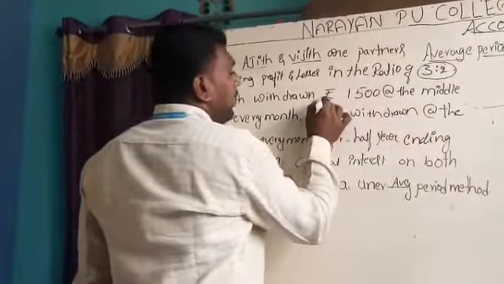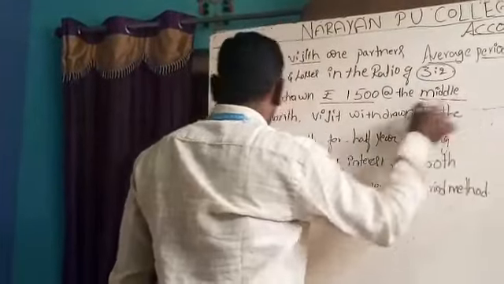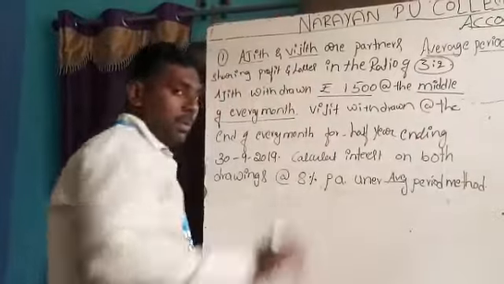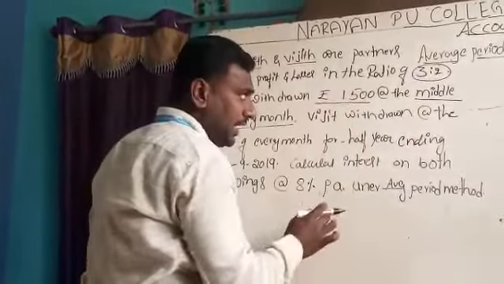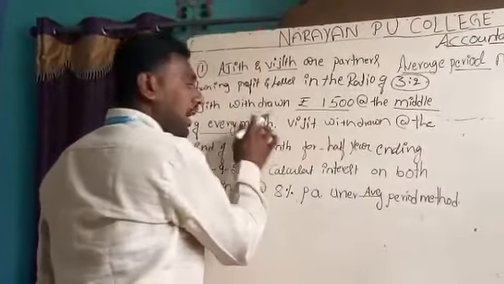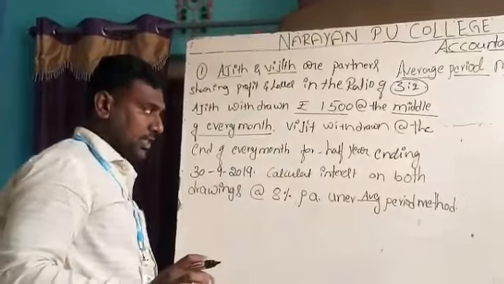Ajit withdrew rupees 1,500 at the middle of every month. This is a very important term. He is withdrawing rupees 1,500 at the middle of every month. So this belongs to Ajit, one partner's information.